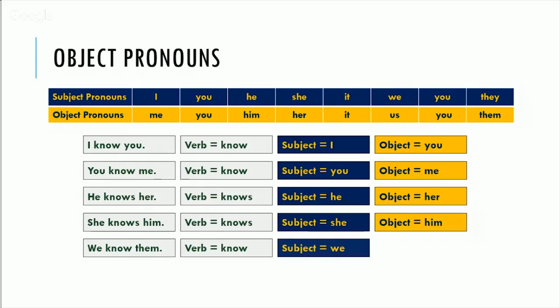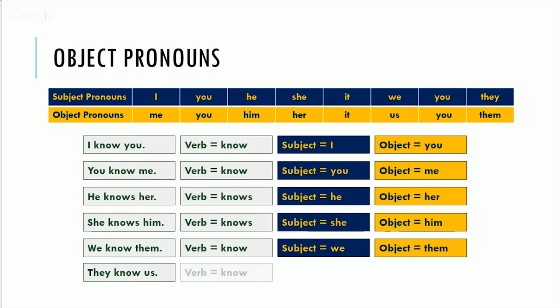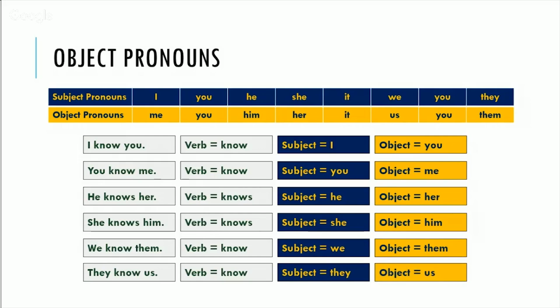Then we have the next example coming up, with the subject, verb, and object. We have, we know them. The verb is know. The subject is we. And the object is them, right? I think you guys can see a pattern at this point. That pattern is showing you the subject, verb, and object of a sentence. And then the last one, they know us. The verb is know, they is the subject, and us is the object.